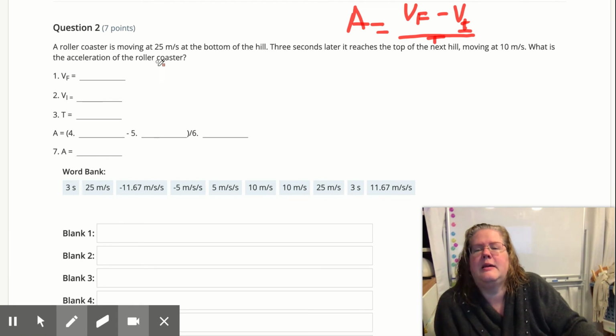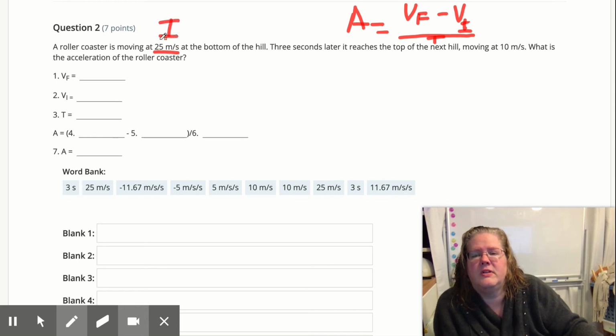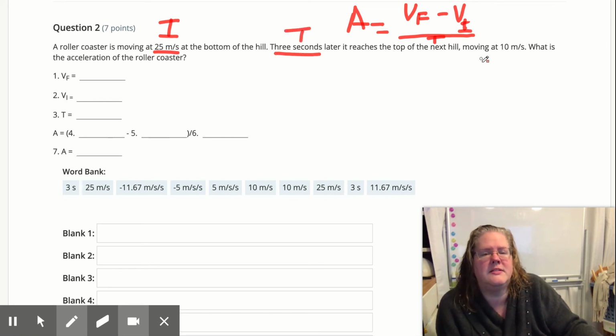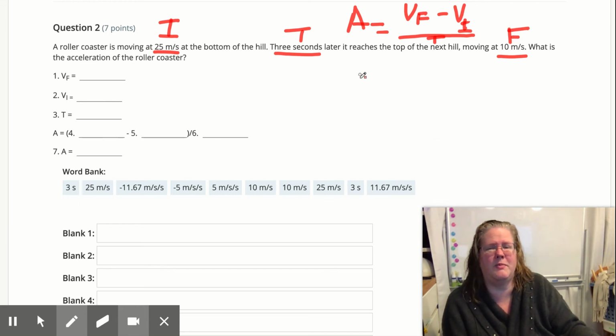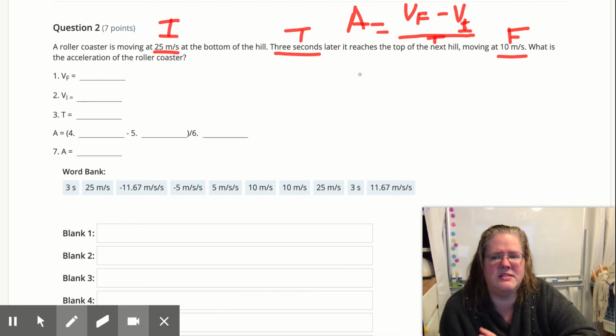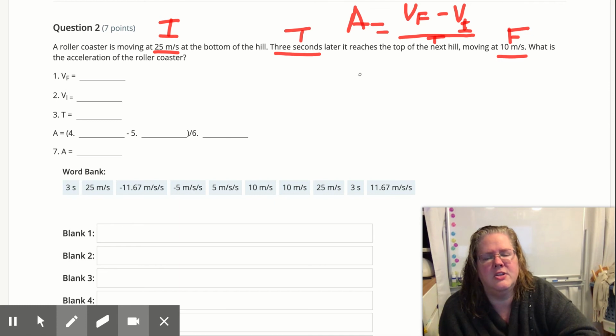So let's label this. A roller coaster is moving at 25 meters per second at the bottom of the hill. That's my initial velocity. 3 seconds later, that's my time. It reaches the top of the next hill. It's now moving at 10 meters per second. So now that's my final velocity. It's always a good idea to label the different parts of a word problem. It kind of gets rid of all the extraneous information that you don't really need. You're just identifying the main points: initial velocity, final velocity, and time.